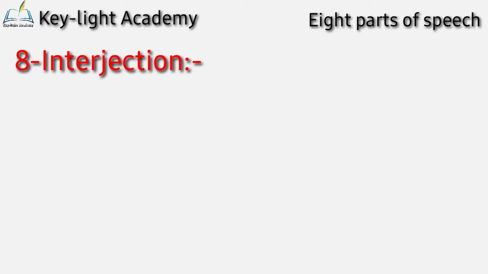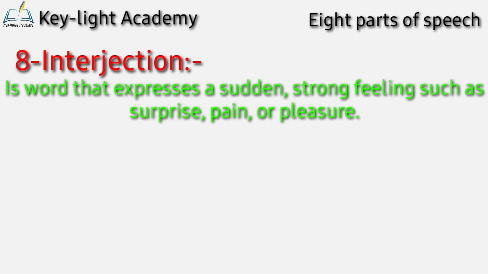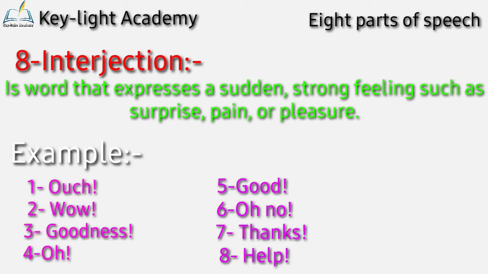And the last is interjection. An interjection is a word that expresses a sudden, strong feeling such as surprise, pain, or pressure. For example, ouch, wow, goodness, oh, oh no, thanks, help, oh my god, hurry. When you see a beautiful car, you say wow. Wow is an interjection. Always the interjection is connected with an exclamation mark.